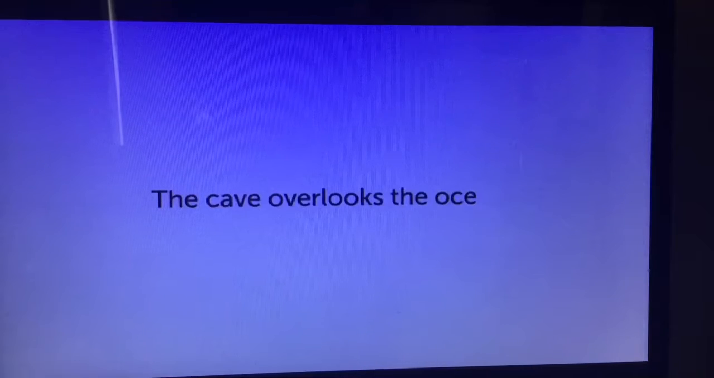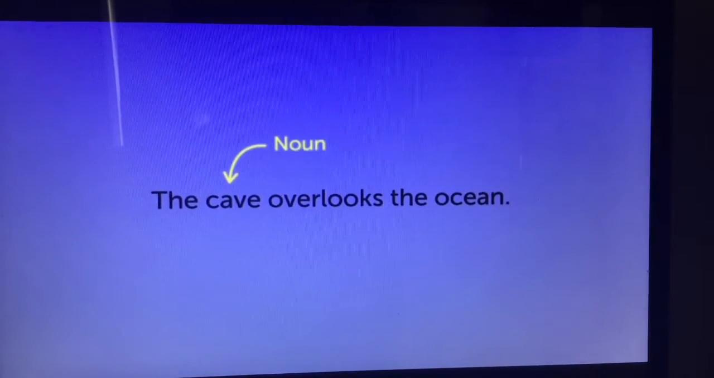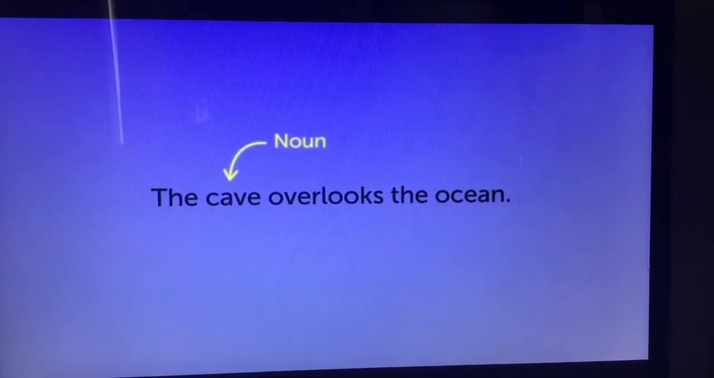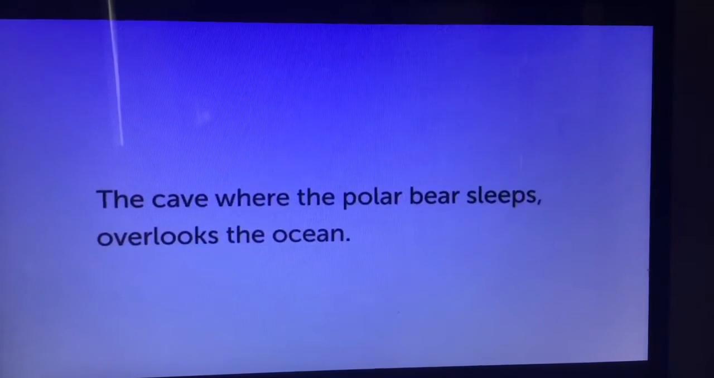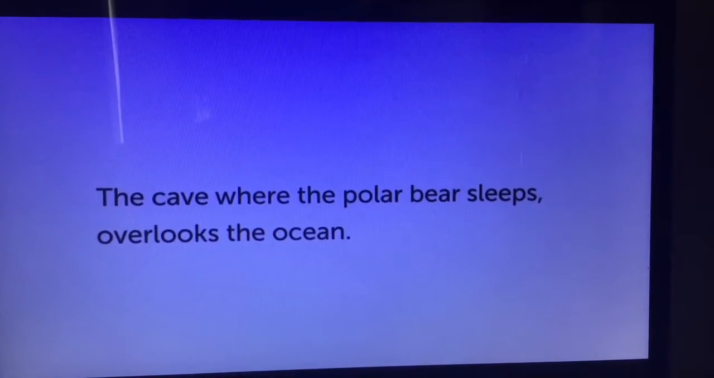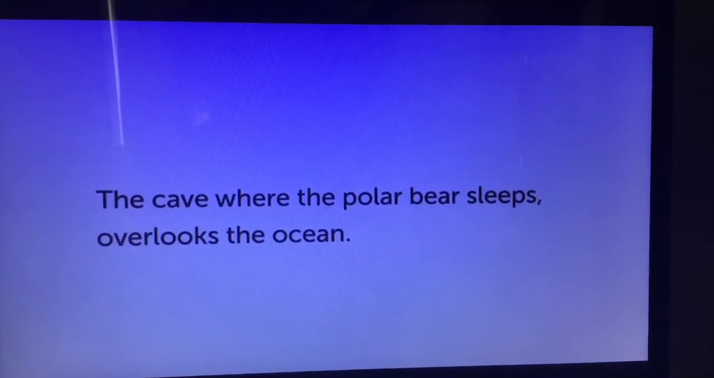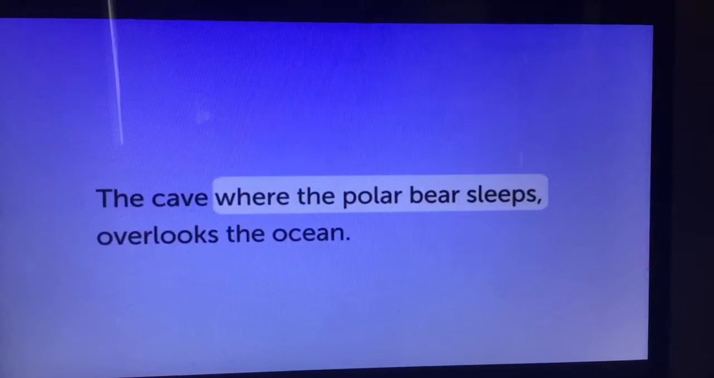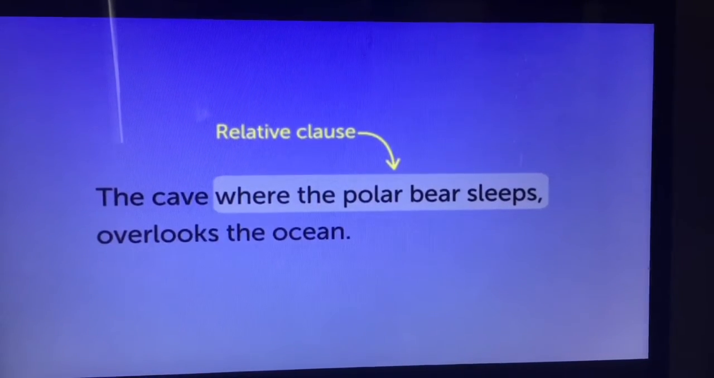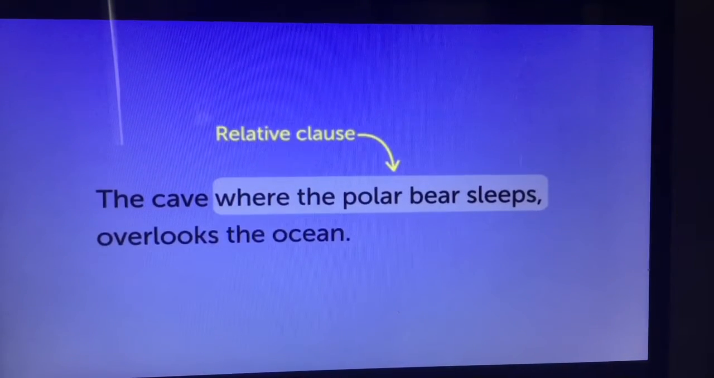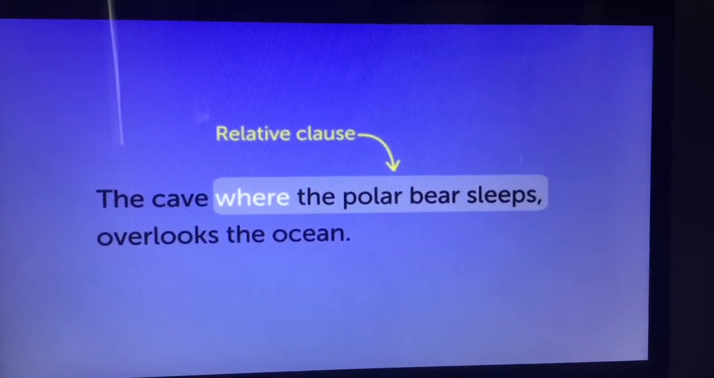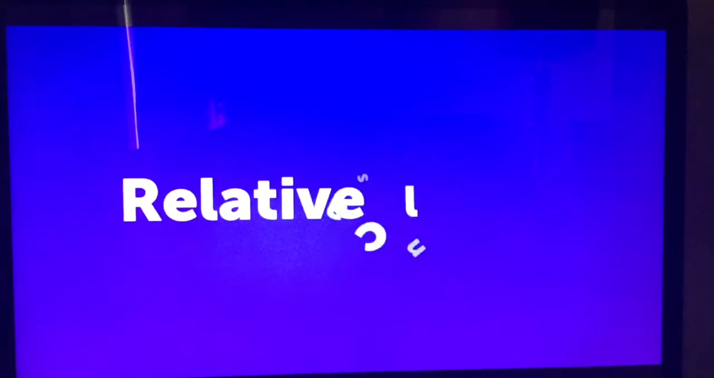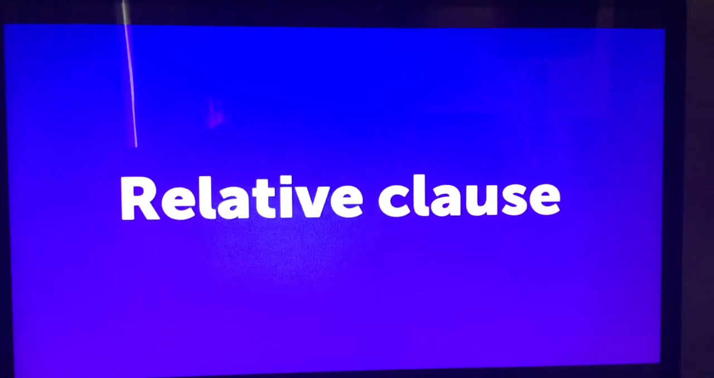The cave overlooks the ocean. Cave is the noun. Adding a relative clause about it, the sentence could change to the cave where the polar bear sleeps overlooks the ocean. Where the polar bear sleeps is the relative clause, giving more information about the cave. Where begins this clause.